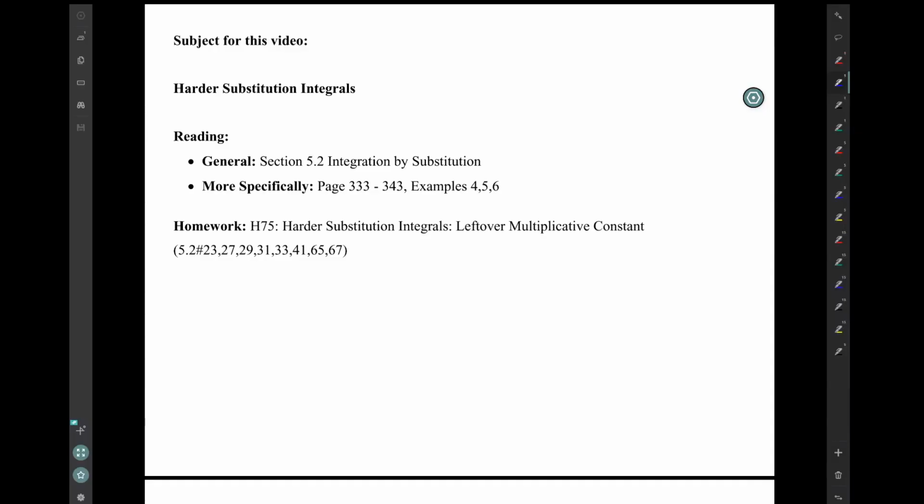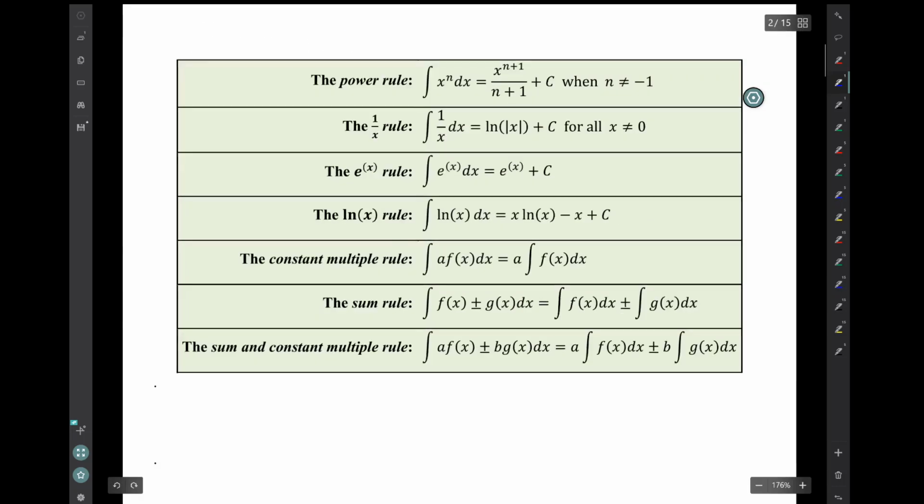The reading for this video is from section 5.2, Integration by Substitution, and more specifically, pages 333 to 343, examples 4, 5, and 6. The corresponding homework is this collection of exercises from section 5.2. The title of this homework set is Harder Substitution Integrals, Leftover Multiplicative Constant.